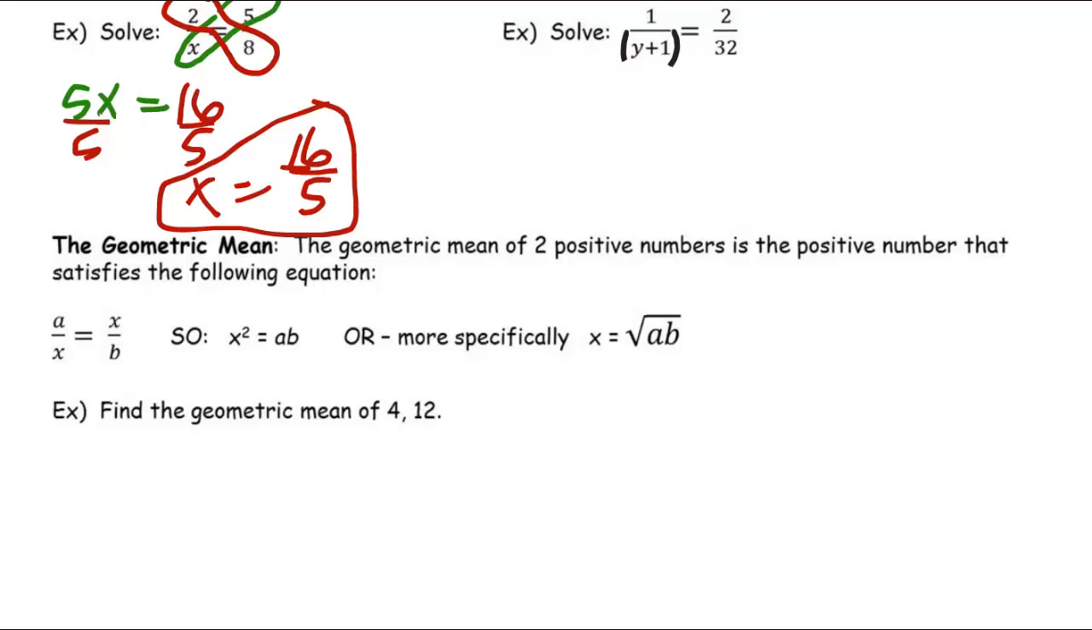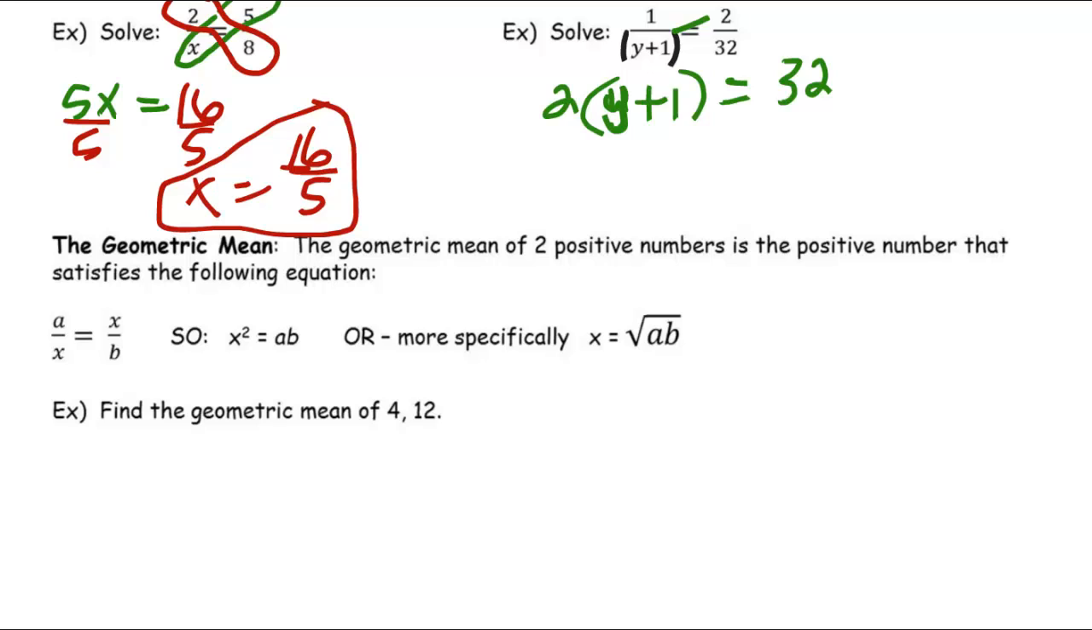You're going to need to put it in parentheses in order to multiply. Okay, so let's do 2 times y plus 1. And it needs to be in parentheses because I have to multiply both of those terms by the 2. And that's going to equal 1 times 32, which is 32.